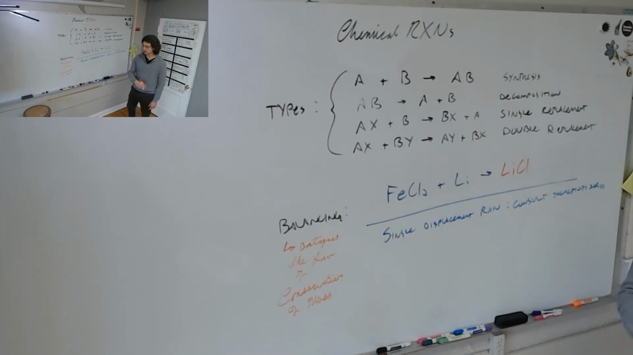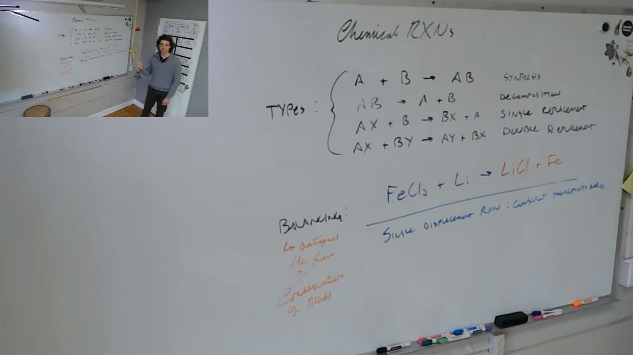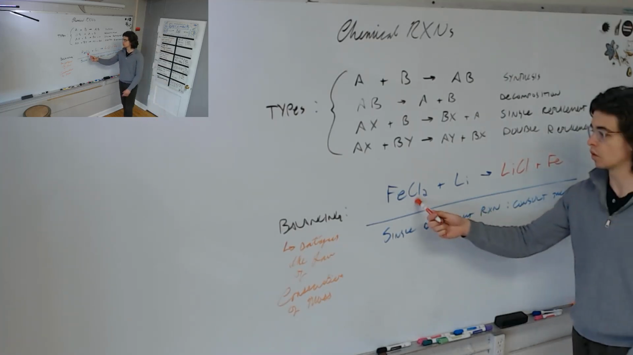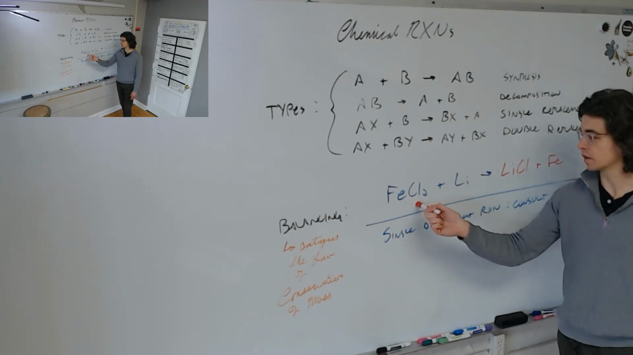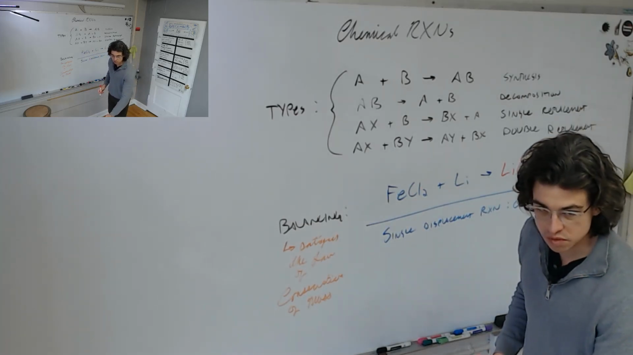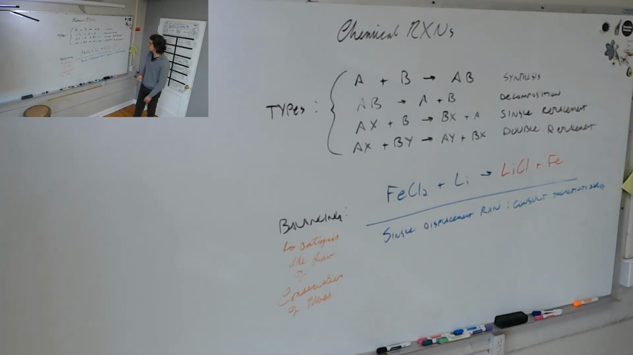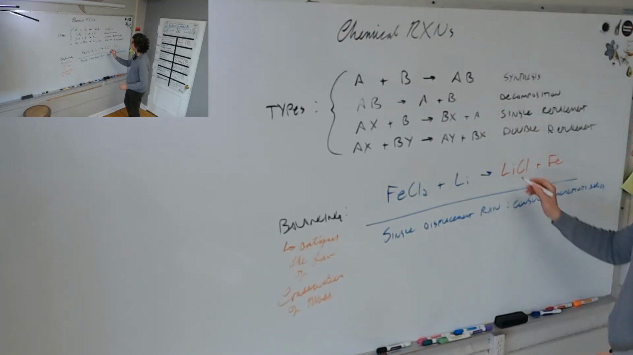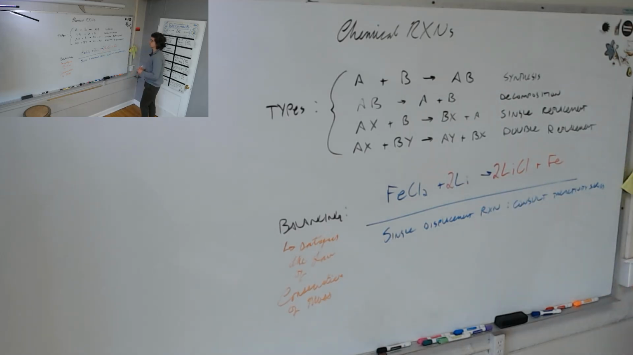We use the correct formula for lithium chloride, and iron. So basically, you put yourself in the shoes of the chlorine. From the perspective of the chlorine, you pretend you're the chlorine. Would you rather be with iron or lithium? Well, you'd rather be with something higher on the list, and since lithium's higher than iron, you switch. But now it's not balanced, so we do need to balance it. We would need a 2 here, and a 2 here, and so that is our answer.